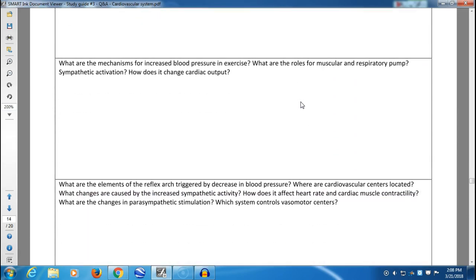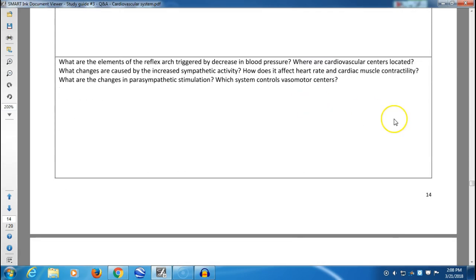Sympathetic activation, how does it change the cardiac output? Increases, blood pressure goes up. Okay, let's do the reflex arc. Blood pressure changes. I deliberately don't say increases or decreases. Blood pressure changes.